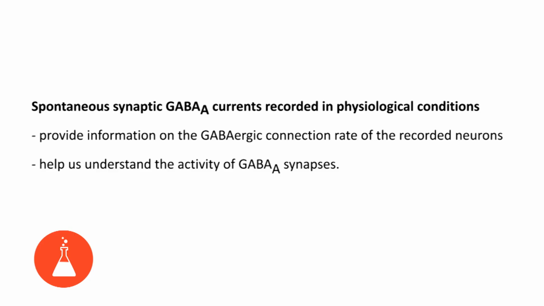In conclusion, spontaneous synaptic GABA-A currents recorded under physiological chloride ion concentrations provide insight into the GABAergic connection rates of the neurons being investigated. This enables us to understand the activity of the GABA-A synapses afferent to the neurons being recorded under optimal network activity conditions.